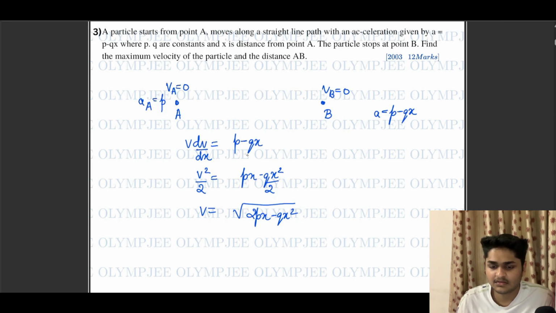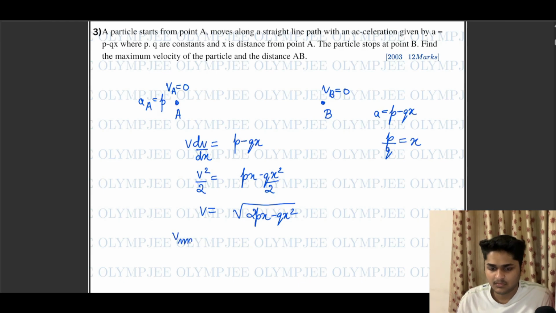So one method is to differentiate this and equate it to 0. But we don't need to do that because we know that the velocity will be maximum when acceleration is 0. Because after that the acceleration will become negative, so velocity will start decreasing till B, where it becomes 0. So somewhere along this path the velocity becomes a maximum when acceleration is 0. So we can find that it is 0 at x is equal to p by q.